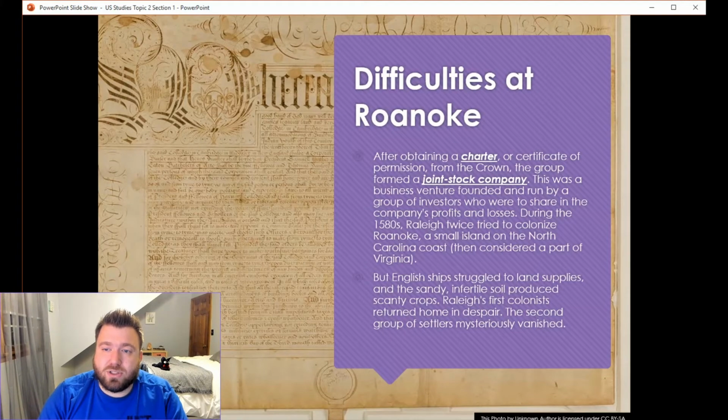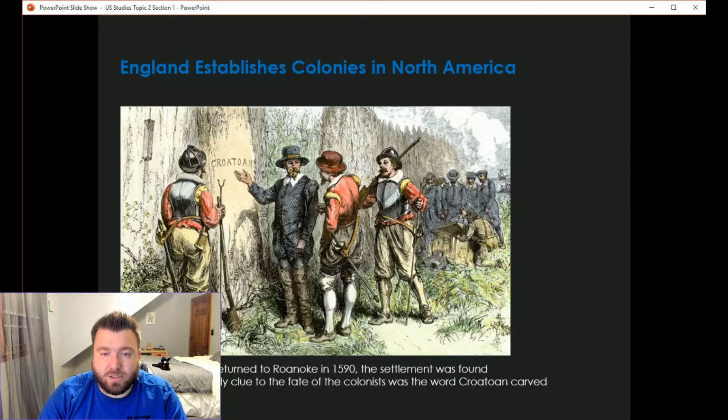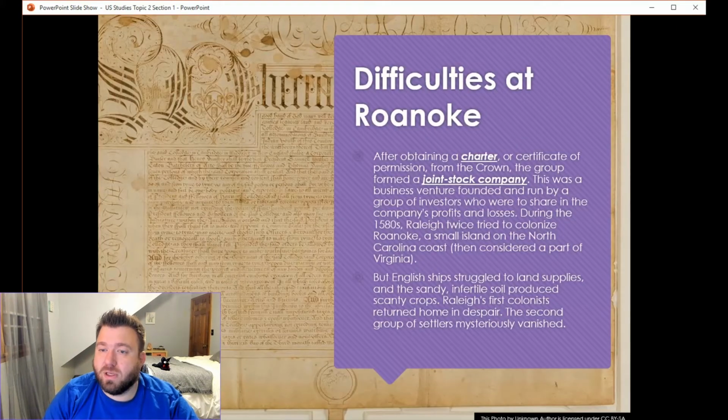England establishes colonies in North America. That's a picture from Roanoke, which we will talk about here in just a moment. After obtaining a charter or certificate of permission from the Crown, the group formed a joint stock company. This was a business venture founded and run by a group of investors who were to share in the company's profits and losses. During the 1580s, Raleigh twice tried to colonize Roanoke, a small island on the North Carolina coast, then considered a part of Virginia.